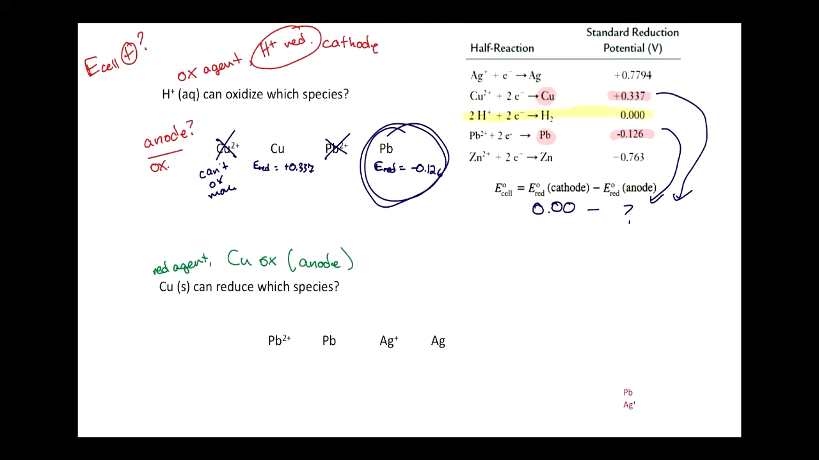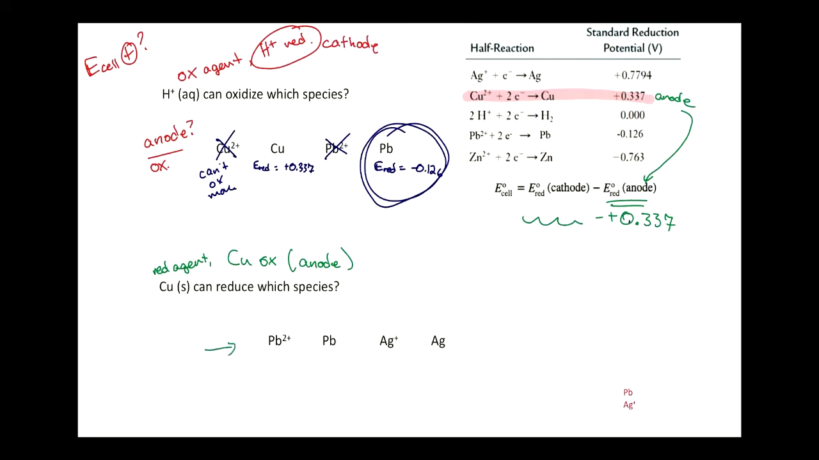So let me just delete all these things. Copper is what's staying constant here. Copper is going to be our anode, so we already know what number has to go into this anode component. We're going to subtract that positive 0.337 value. But what is going to change here is our cathode. Something here is going to be reduced. It is going to be our cathode.